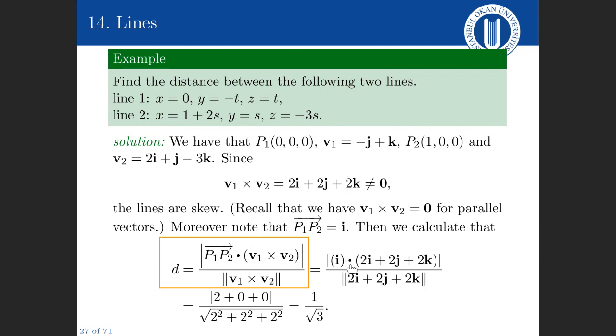i dot this vector, that's 1 multiplied by 2, plus 0 multiplied by 2, plus 0 multiplied by 2. This gives us the absolute value of 2. On the bottom, the norm of this vector is the square root of 2 squared plus 2 squared plus 2 squared, or square root of 12. 2 divided by the square root of 12 is the same as 1 divided by the square root of 3. The answer to this question is the distance between these two lines is 1 divided by the square root of 3.